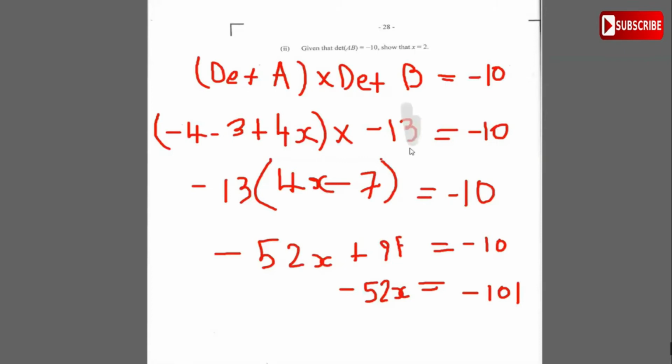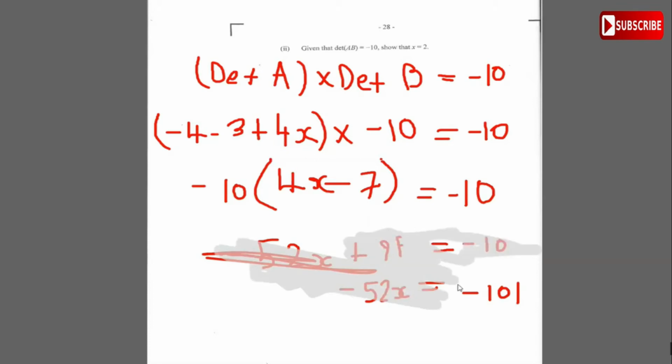All right. The determinant of B is actually negative 10. Okay, now I can feel a little more relaxed. This should be negative 10. And so I didn't need to do this step. I could just divide through by negative 10. Then I'm going to get 4x minus 7 is equal to 1.